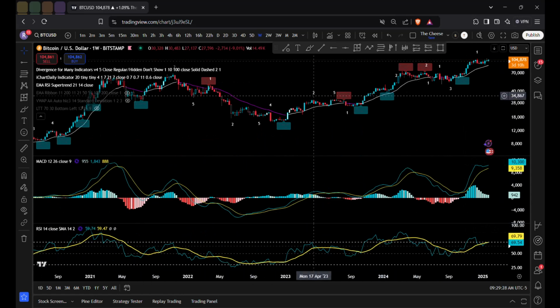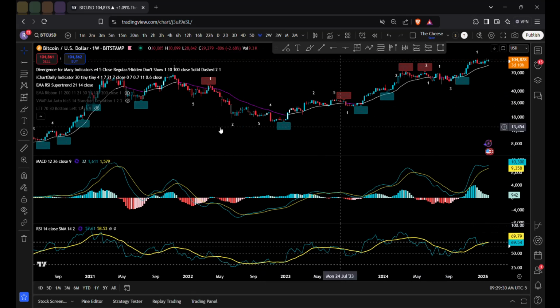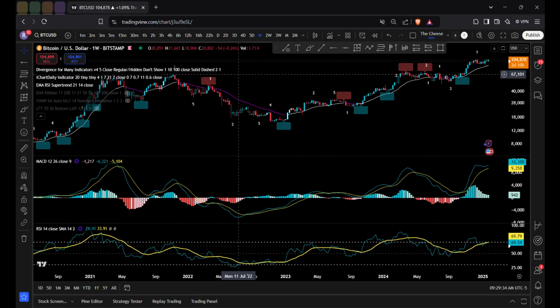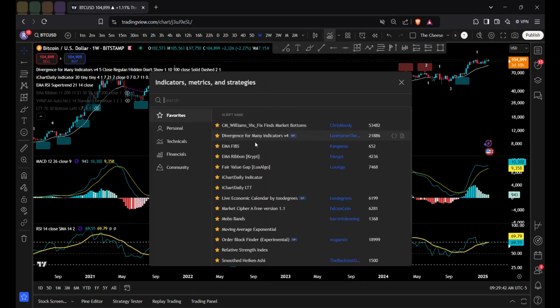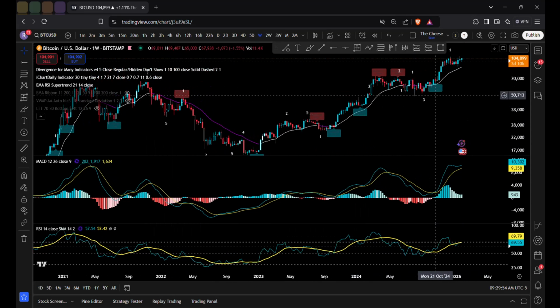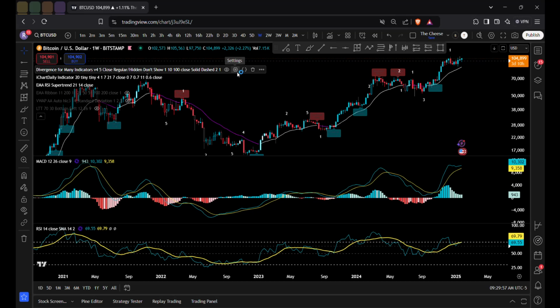As you can see, the market bottom indicator is gone. I now have my own indicator that somewhat uses it. But first things first, you can see divergence for many indicators, volume 4. Go back to indicators. You would type in divergence for many indicators. It is by lonesome. I don't know the whole thing, but you can see here 21,886 people use it. It does not look like this once you get it, so I will give you my settings.